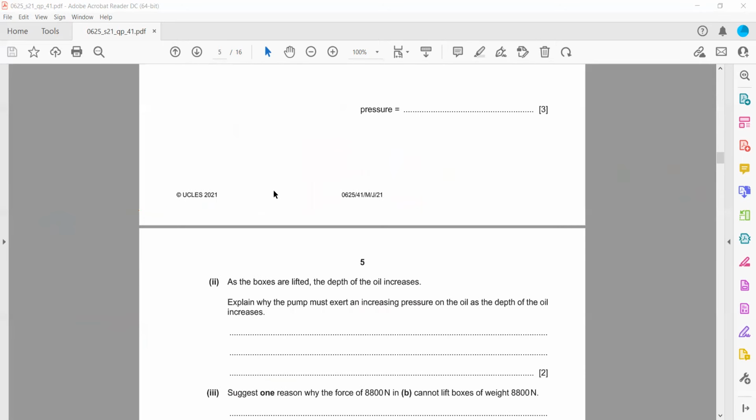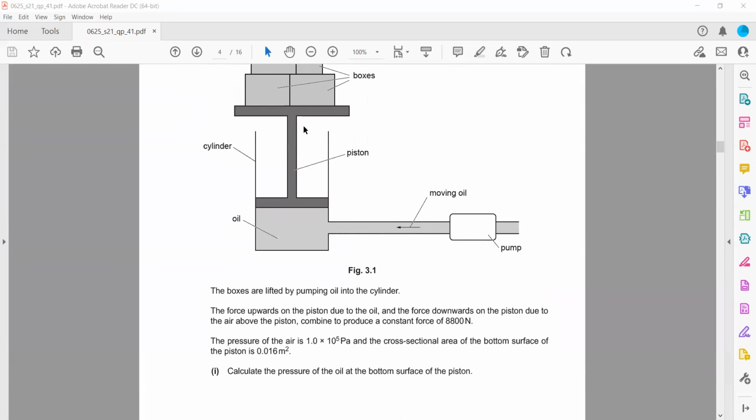As the box is lifted, the depth of the oil increases. Explain why the pump must exert an increasing pressure on the oil as the depth of oil increases. So as this one is rising, there is more oil, and as a result, what will happen? There will be an extra pressure as the oil rises. So there will be a pressure due to oil as well.